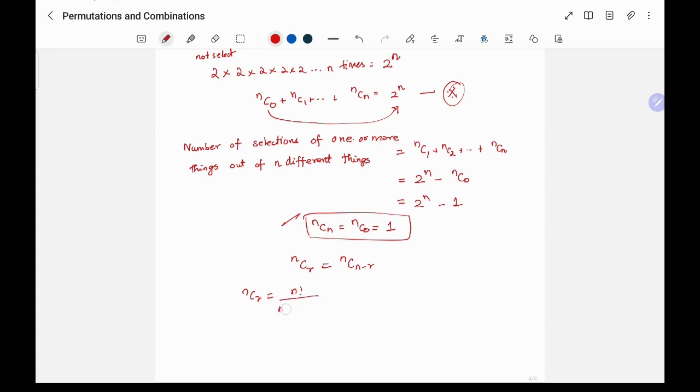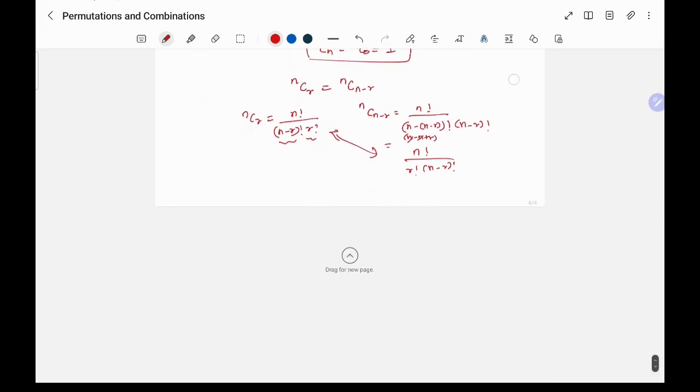N factorial by n minus r factorial into r factorial. What is nC(n minus r)? N factorial by (n minus (n minus r)) factorial into (n minus r) factorial. So n minus n plus r, this is right. So n cancels, we get n factorial by r factorial into n minus r factorial. So if you see, these both are equal. This is because of the symmetry in the denominator between n minus r and r. So this is possible.